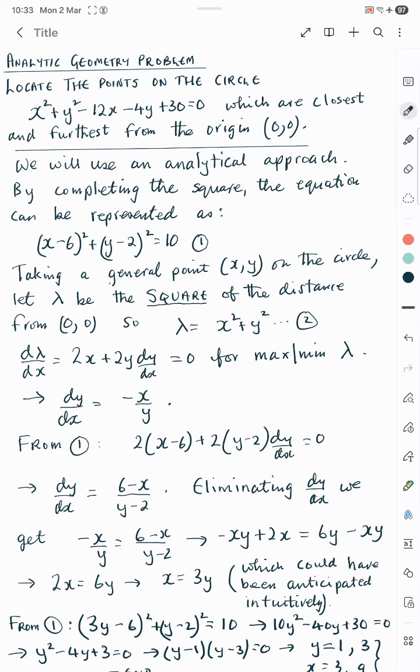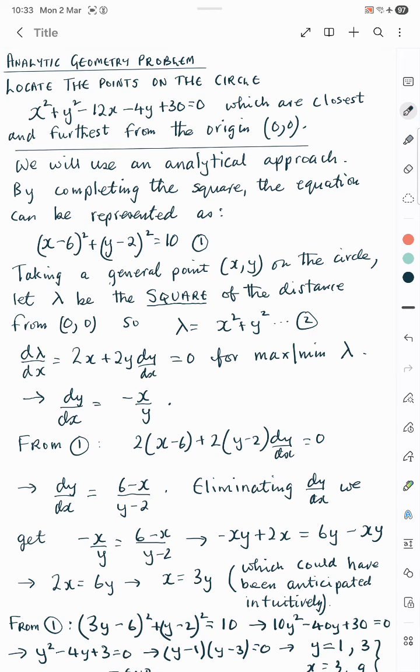Now I'm going to use an analytic approach. It can be done fairly easily intuitively, but I'm afraid on examinations the examiners tend to be quite fastidious people who prefer analysis over intuition. So I will use the analytic approach.